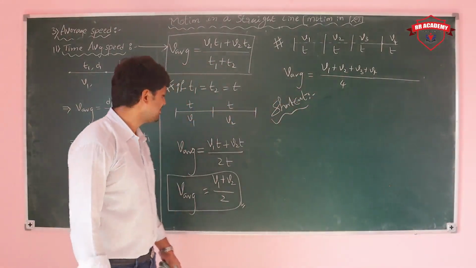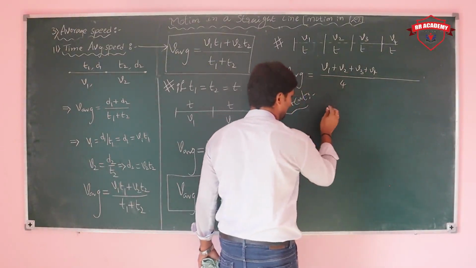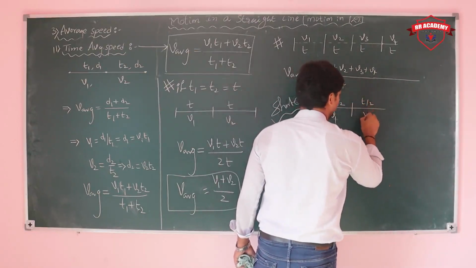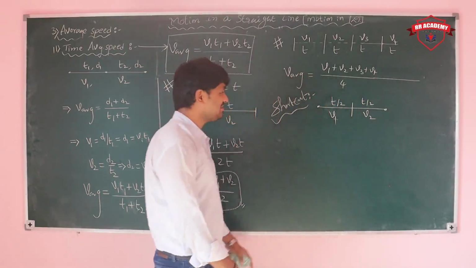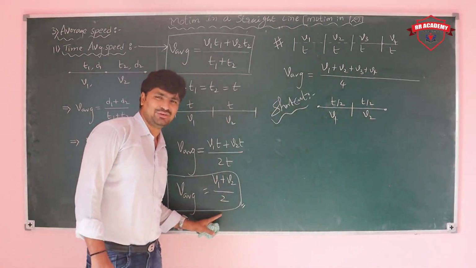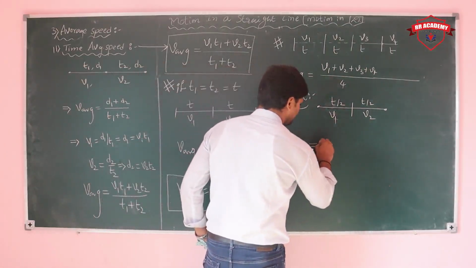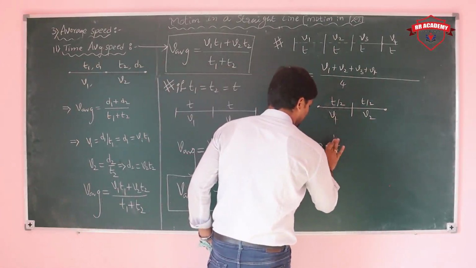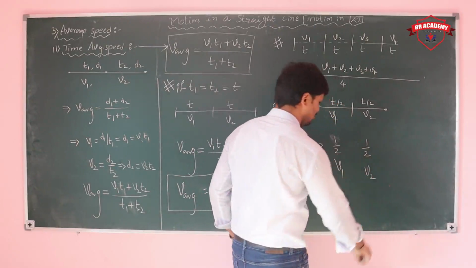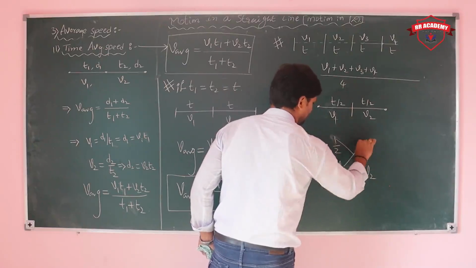So see here, same. A car travels first half time, I am considering, half time with a speed v1, next half time with a speed v2. Then what about the average speed? Equal time interval means you know the formula already, v1 plus v2 by 2. Now we have to prove it by using this formula. See here, t by 2 or 1 by 2. You can take coefficient 1 by 2 v1 and 1 by 2 v2. Very simple.